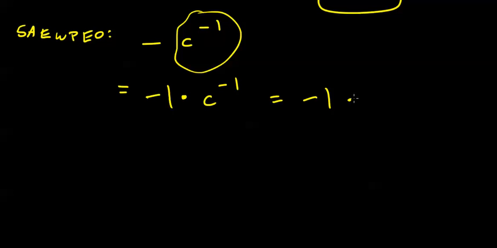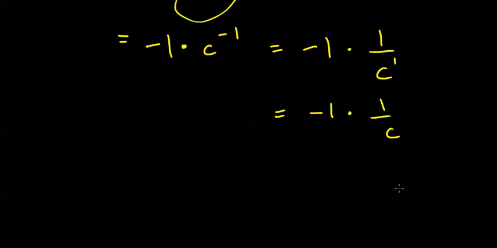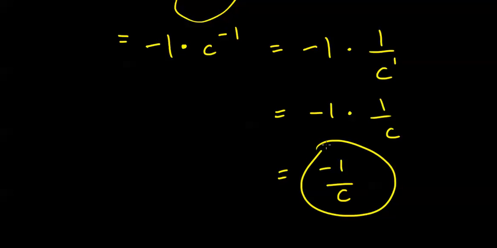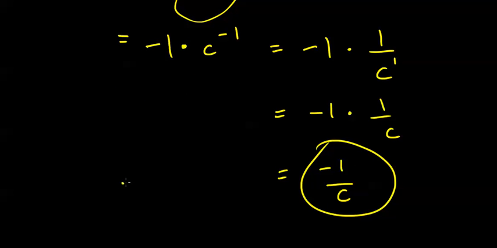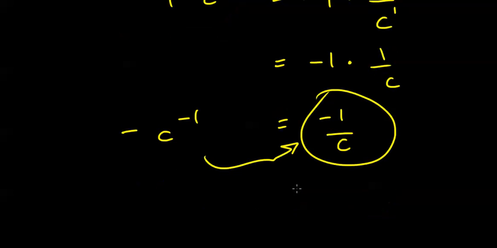I'll get minus 1 times 1 over c to the 1, applying my negative exponent definition. All right, minus 1 times, well, c to the first power is just c. And if I multiply those two numerators, then I just get minus 1 over c. So in simplest possible form, minus, let me write that down again, minus c to the minus 1. If I ask you to simplify it and express it with positive exponents only, that's it. Minus 1 over c. Okay?